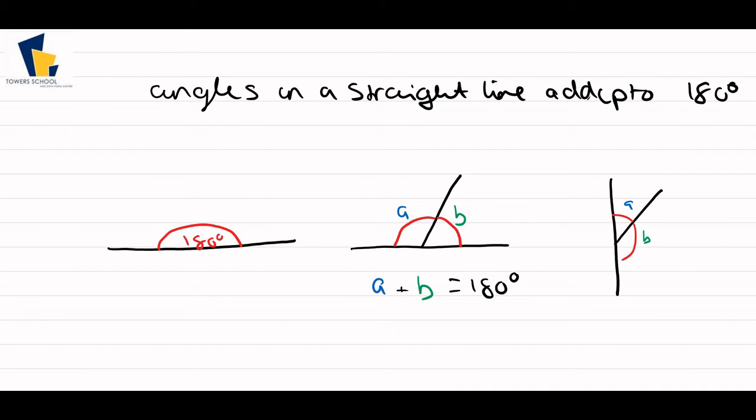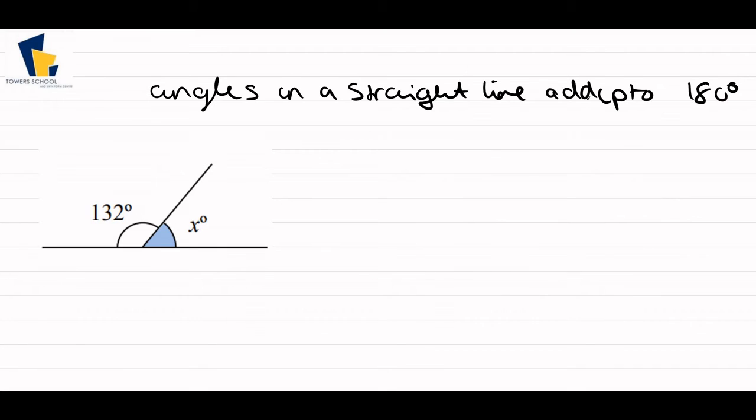All right. So what we're going to have a look at now is finding missing angles from straight line problems. Okay, so let's have a look at the first one. Here we have a straight line that's been separated into two angles. What I'd like you to do is pause the video here and copy the diagram out. So we've got this diagram, and we need to find the value of x.